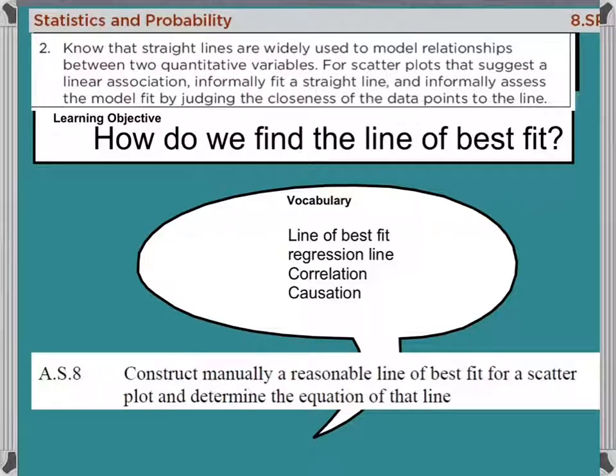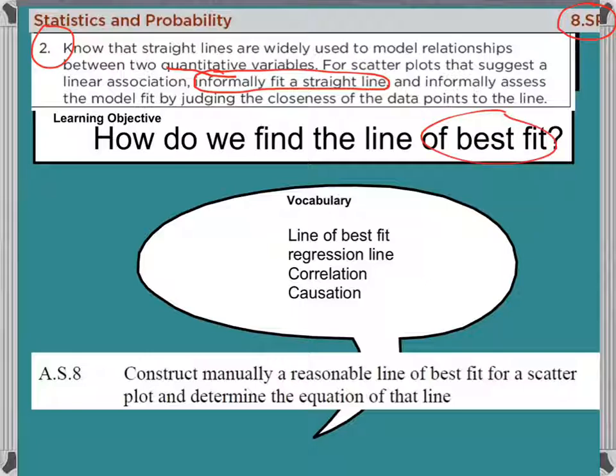Today we're going to talk about finding a line of best fit. Okay, so this covers two standards. It covers the 8th grade integrated algebra standard 8, statistics and probability 2. Know that straight lines are widely used to model relationships between two quantitative variables. Quantitative meaning numerical variables. For scatter plots that suggest a linear association, informally fit a straight line. Okay, that's the line of best fit.